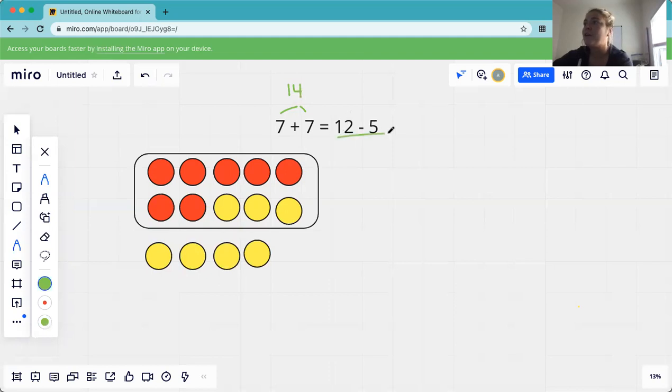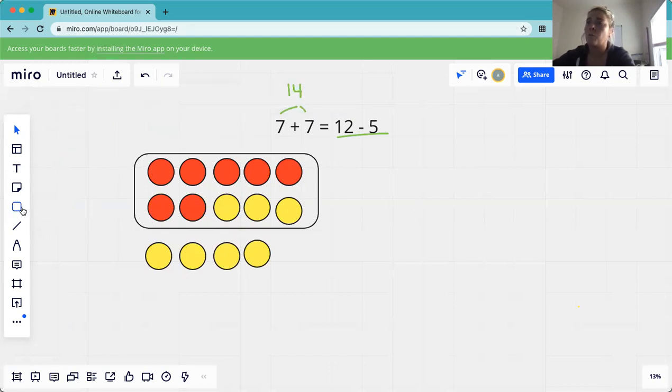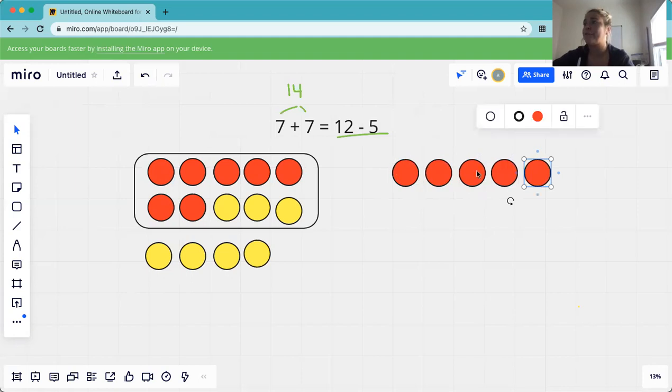So now we need to figure out this part. What is 12 minus 5? So we're going to use our counters again. Remember, our counters can definitely help us figure out our equation. Alrighty, so since it's subtraction, I'm going to only use, again, one color, and I'm going to use red. So I'm going to make 12 of them.